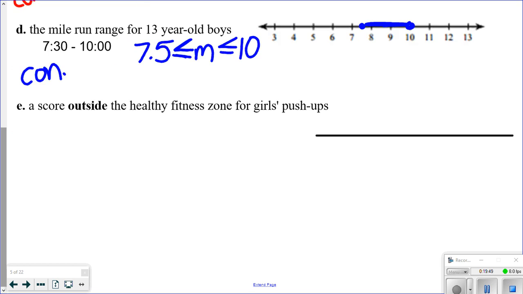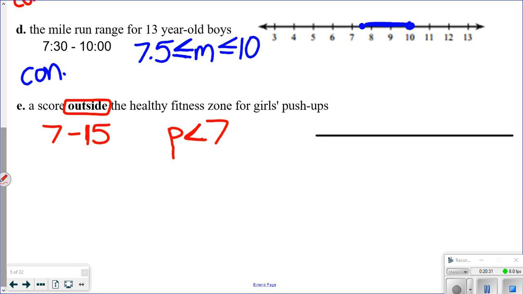Question E. Ooh, this one's different here. It says a score outside the healthy fitness zone for girls push-ups. So look at girls push-ups. The range is from 7 to 15. That's considered a healthy fitness zone. But we want outside of that. So we want our max values or our push-ups, so let's use a P, less than 7. Do not put an equal to line under there because 7 is included and we want outside of the healthy fitness zone.